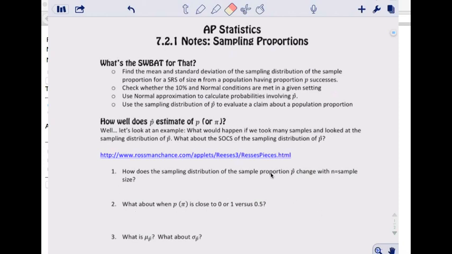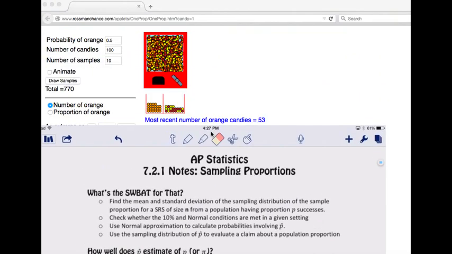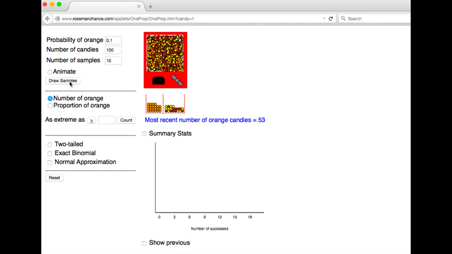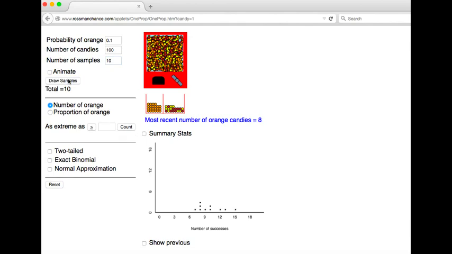Now, this is something else we haven't looked at yet. What about the difference between what the distribution looks like when p is close to 0 or 1 instead of 0.5? So now if we go back, and instead of having the true proportion of 0.5, let's make the true proportion of oranges 0.1, for example. And let's do a really large sample just so we can see this quickly. And we want 10 samples. Okay, we expect 10, right? Because we have 100 candies, 10% of them are orange. And so we're going to look at that distribution.